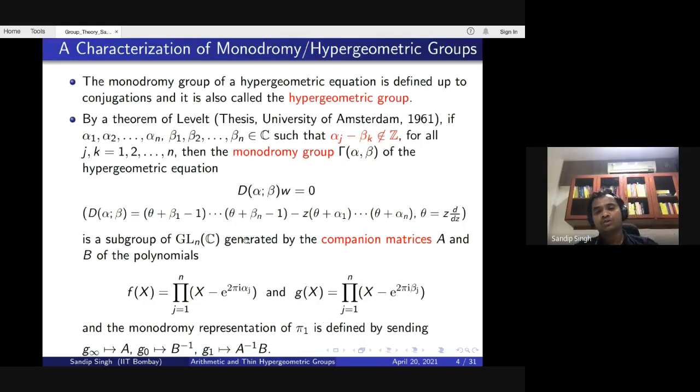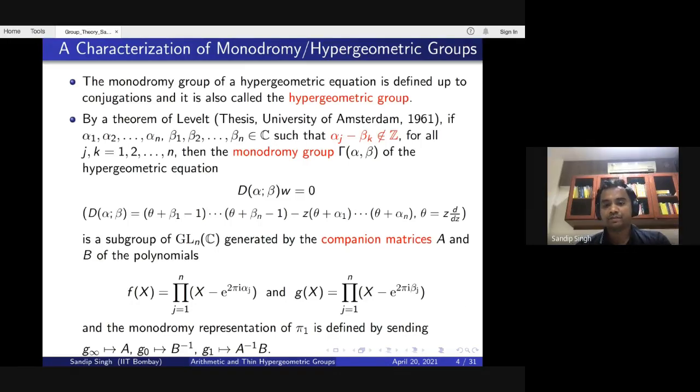Then we get that the monodromy group of this differential equation D(alpha, beta) w, of course up to conjugation only, is defined as the subgroup of GL_n(C) generated by these two matrices A and B, where A is the companion matrix of this polynomial and B is the companion matrix of this polynomial. And the monodromy representation of pi_1 is defined by sending g infinity to A, g naught to B inverse, and g1 to A inverse B. g naught is the loop around 0, g infinity is the loop around infinity, and g1 is the loop around 1. Right, so this is how the monodromy group is defined.